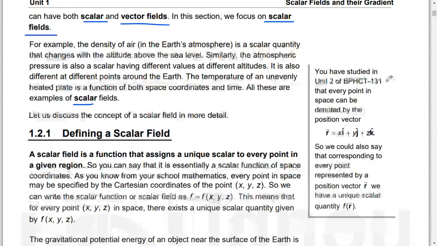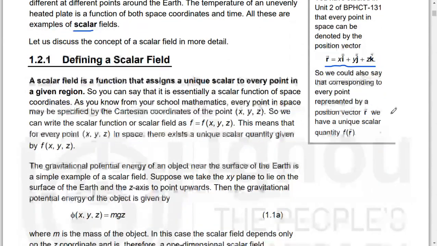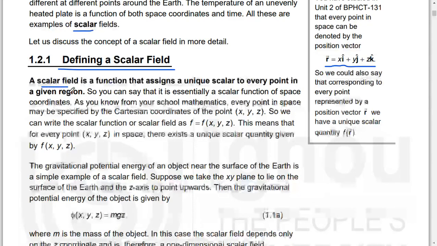You have studied in Unit 2 of BPHCT-131 that every point in space can be denoted by the position vector r = x i cap + y j cap + z k cap. So, we could also say that corresponding to every point represented by a position vector r, we have a unique scalar quantity f(r). A scalar field is a function that assigns a unique scalar to every point in a given region. So you can say that it is essentially a scalar function of space coordinates.